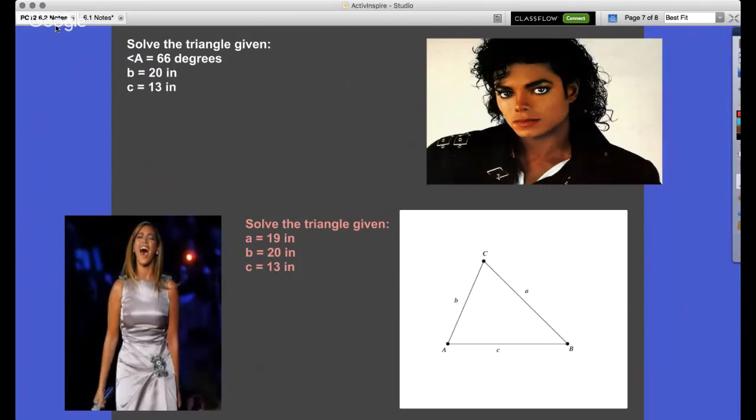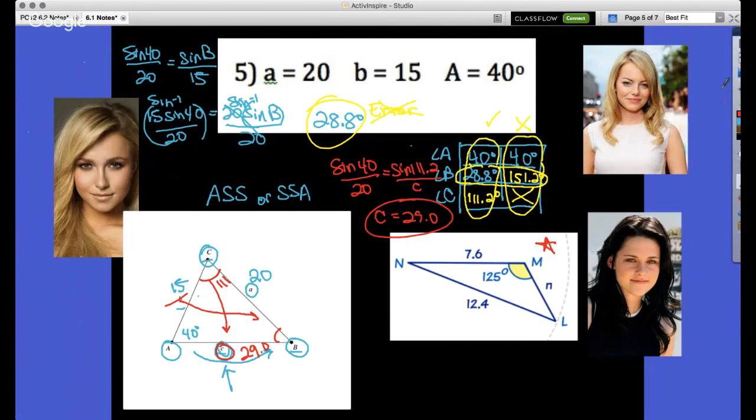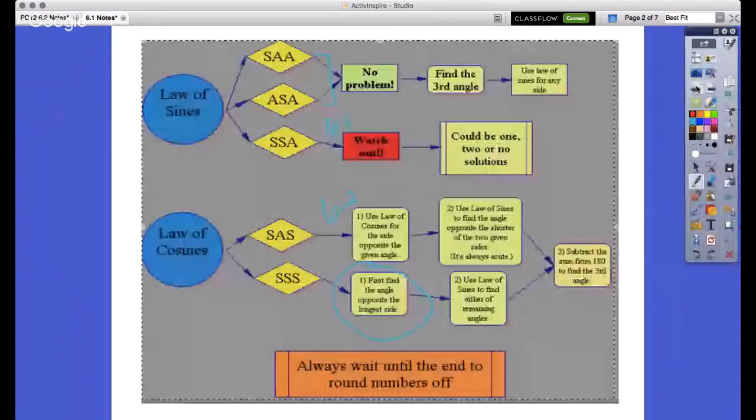Let's go through the last one here. This one's another good one that we could put down. So here's the problem. We have A equals 19, B equals 20, and C equals 13. Because this is a side-side-side triangle, you can go back to our chart. In that chart, you'll notice that it identifies as a law of cosines problem.